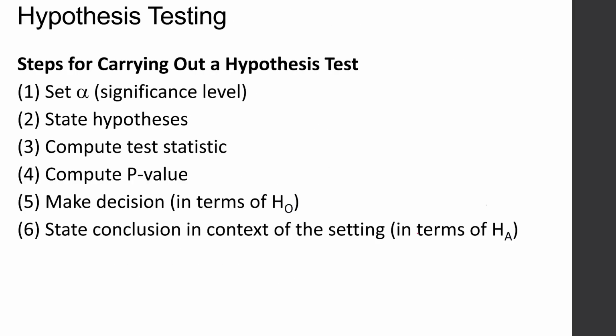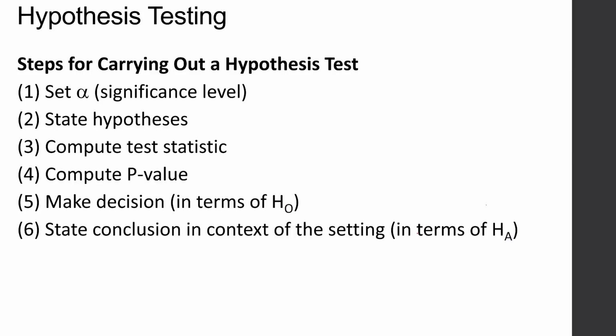So we're going to go through a couple hypothesis tests, and we're going to use these steps. You don't need to memorize these steps. This is just to help you as a guide for making sure you remember everything that you're supposed to think of when you're carrying out a hypothesis test. So step 1 is setting the alpha level. I'll tell you what that is, and if I don't tell you, use 0.05.